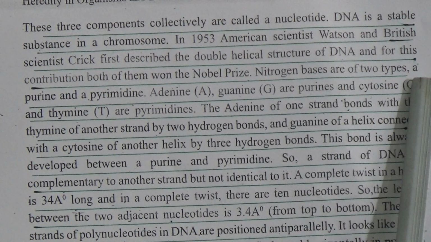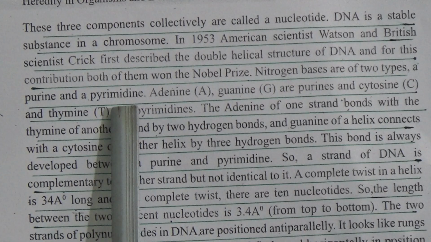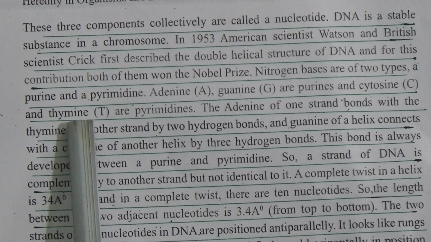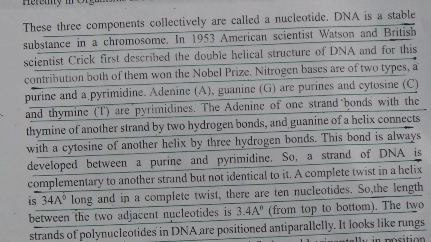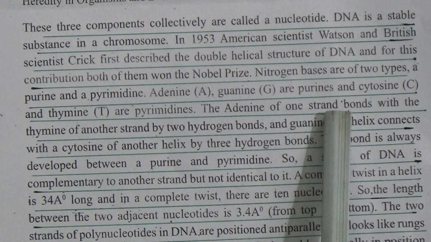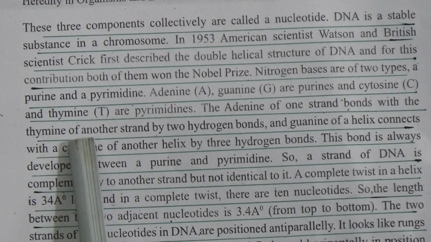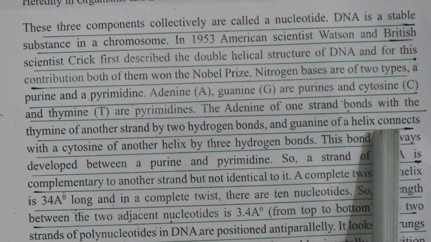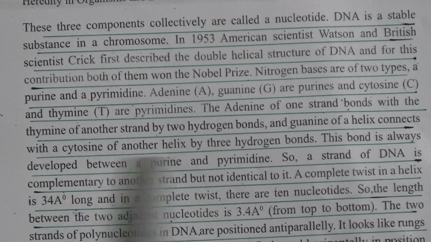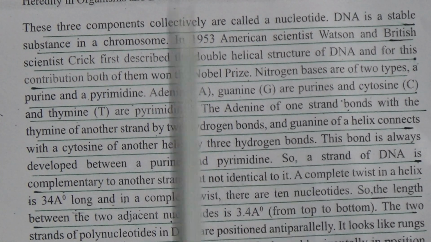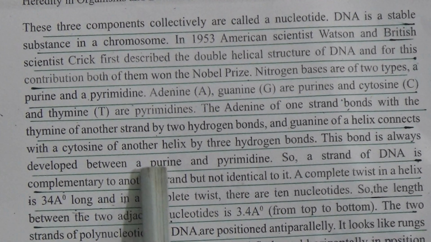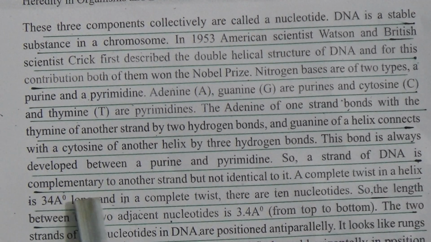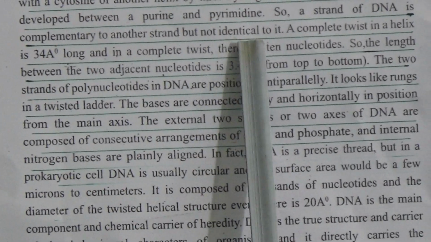Nitrogen bases are of 2 types, purine and pyrimidine. Adenine and guanine are purines, and cytosine and thymine are pyrimidines. The adenine of one strand bonds with the thymine of another strand by 2 hydrogen bonds, and guanine of a helix is connected with the cytosine of another helix by 3 hydrogen bonds. This bond is always developed between a purine and a pyrimidine. So a strand of DNA is complementary to another strand but not identical to it.